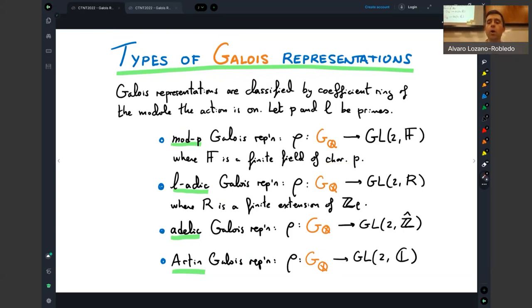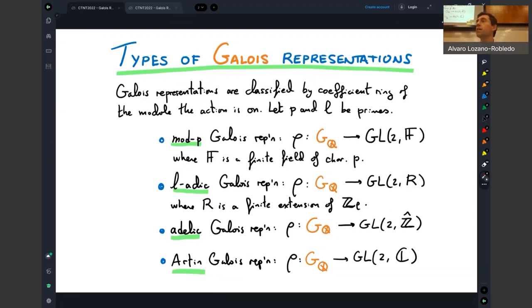If the module is over some finite extension of the l-adics, where l is a prime, or actually it could also be a field, an extension of the l-adic numbers. There is a way, and I'm not going to get into that, to study a Galois representation that lands in GL2 of Q_l over the l-adic integers. There is some sublattice that is fixed by the action of Galois, and you can reduce to this case. But in any case, if the ring is an l-adic ring, then we call that an l-adic Galois representation. They're not very imaginative names.